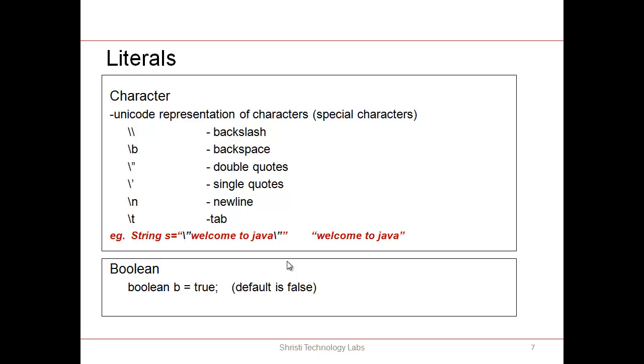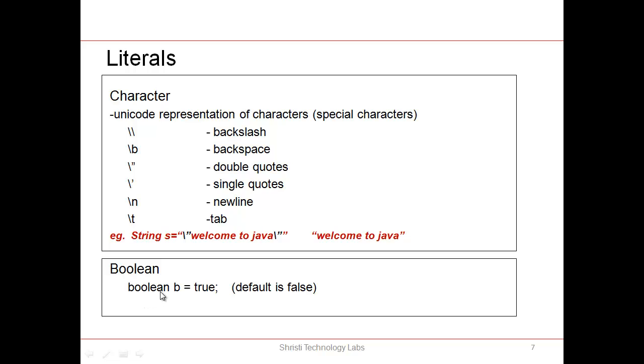To represent Boolean, Boolean B equal to true. As I told already, the default value for Boolean is false. What we have seen is what are the data types available. The next part we have seen is the variable name. Then we have seen what is a literal. I am showing it clearly.